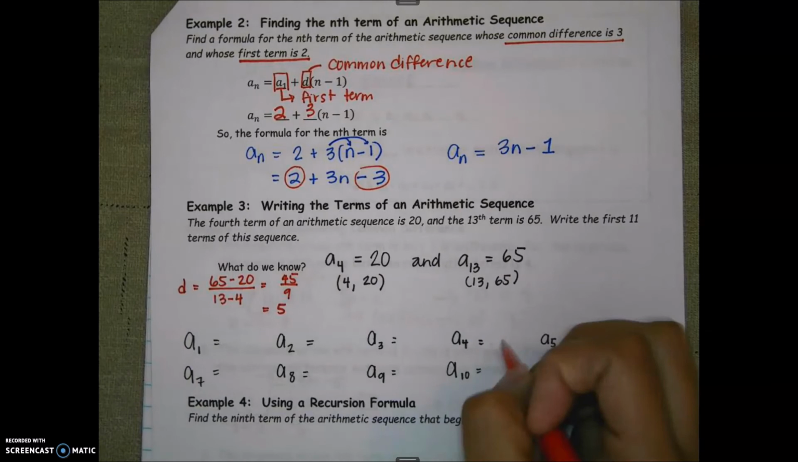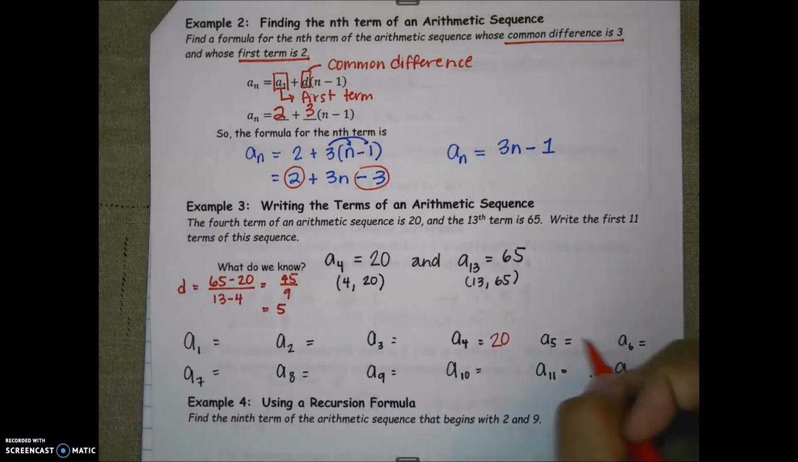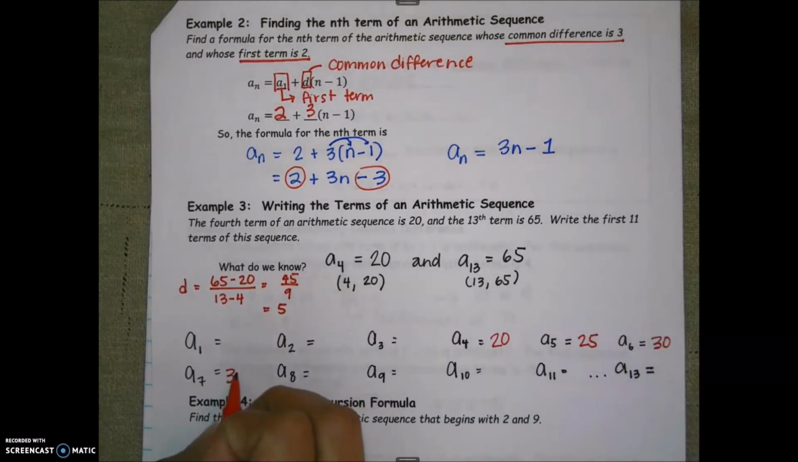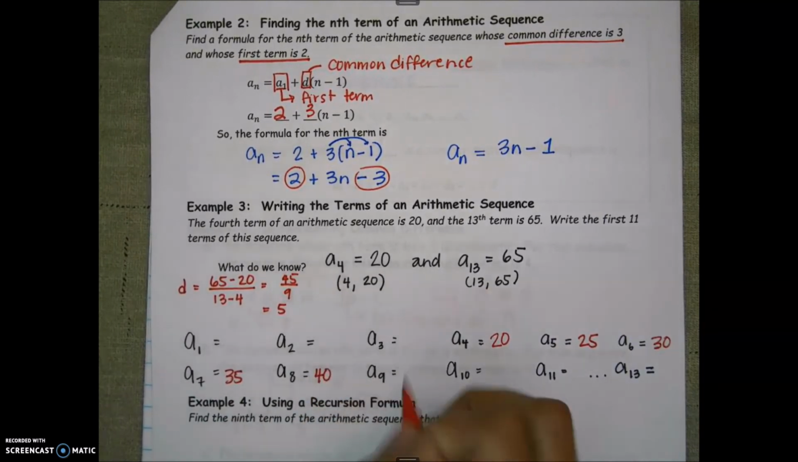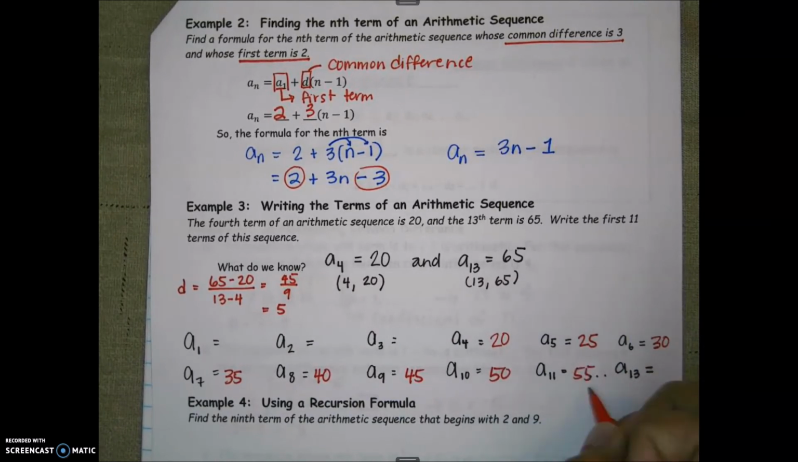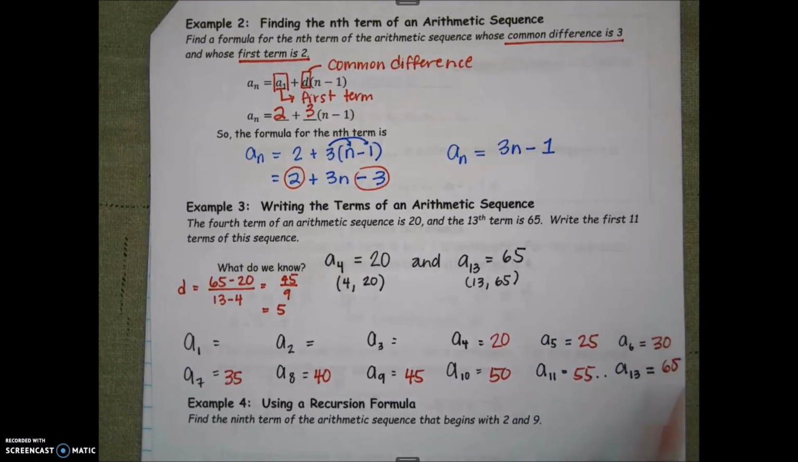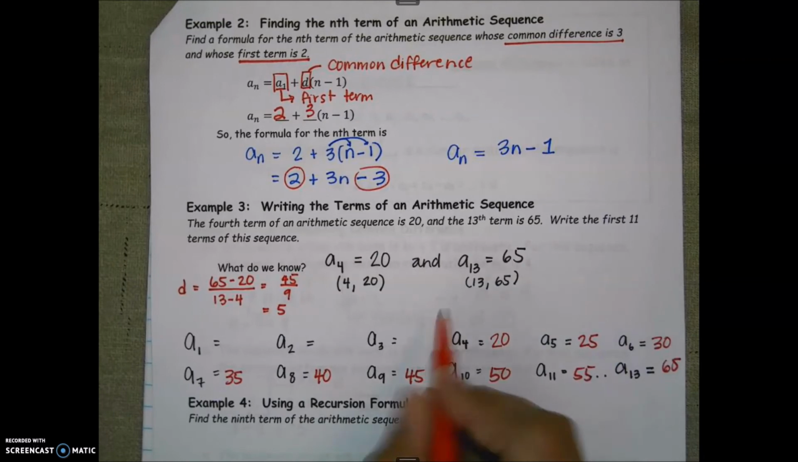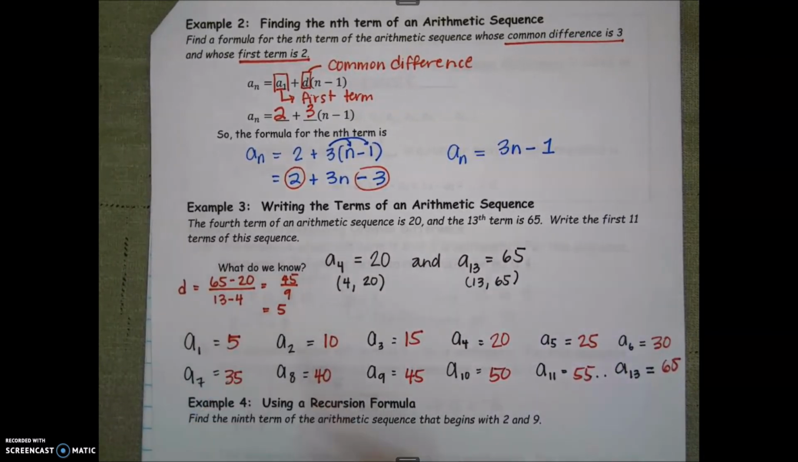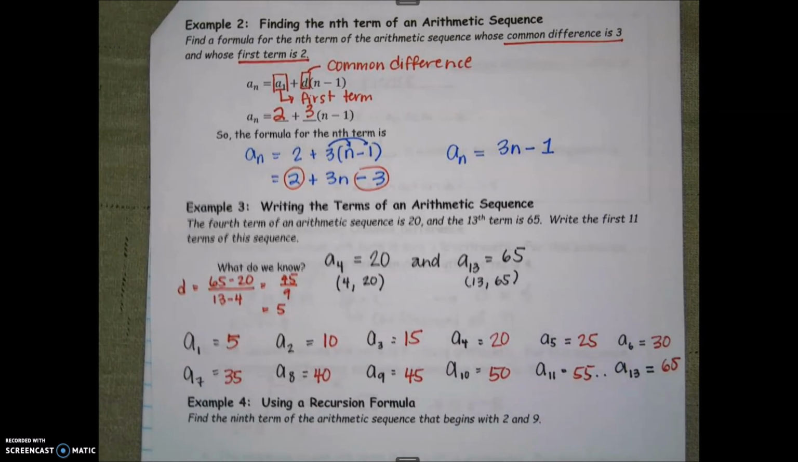Well, if A4 is 20, that would mean that A5 is 25. That will mean that A6 is 30, A7 is 35, and then 40, and then 45, and then 50, and then 55. And if you skip down to 13, well, then 12 will be 60, 13 will be 65, because you're counting by fives. To go backwards, you just subtract the 5. So this is 15, this is 10, and A1 would have had to be 5.